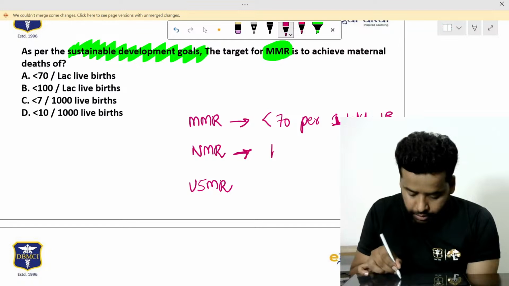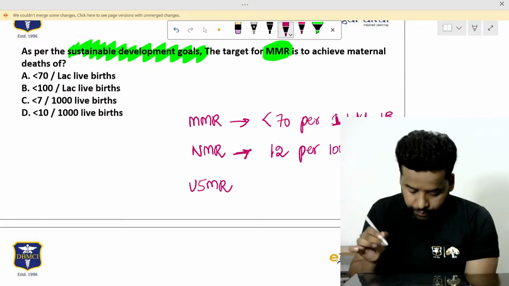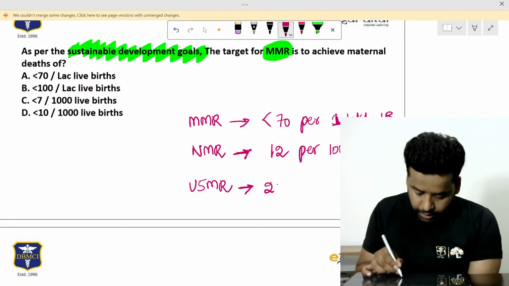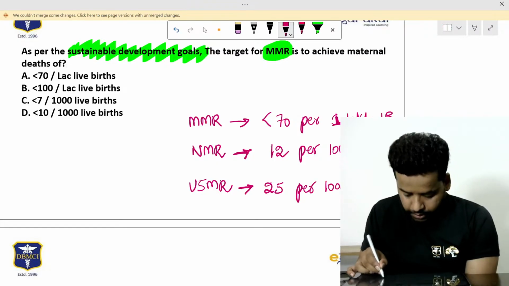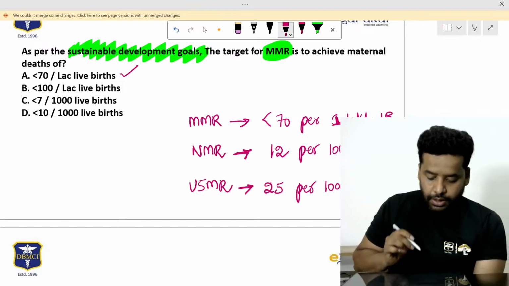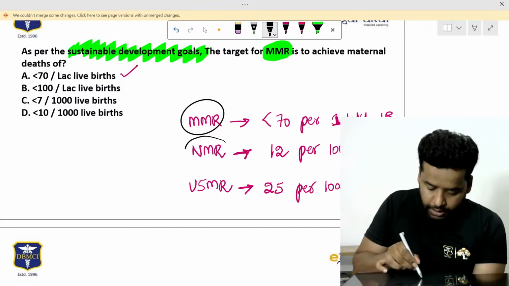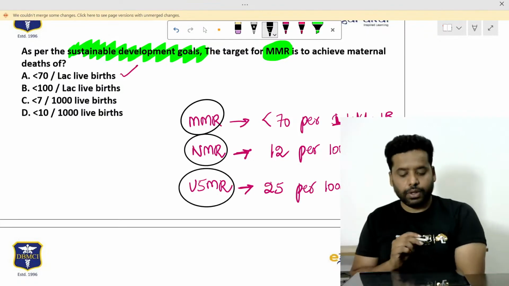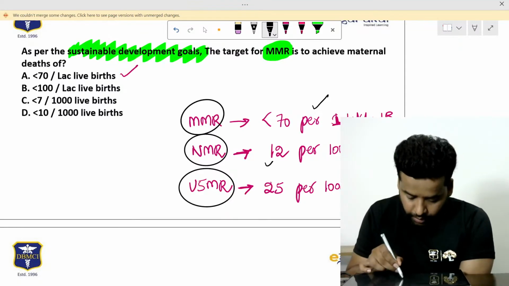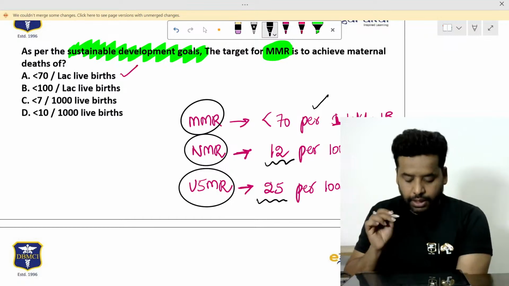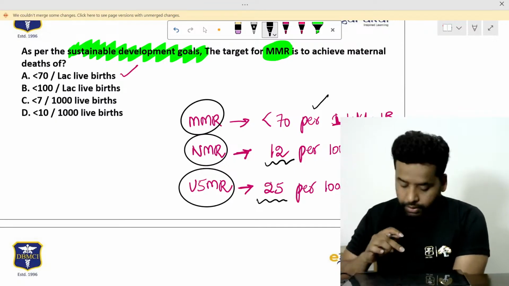Neonatal mortality rate should be 12 per 1000 live births. Under 5 mortality rate should be 25 per 1000 live births. Highlight this word. Answer is option A. Don't make mistakes in these three numbers: neonatal mortality rate, MMR, and under 5 mortality rate. MMR should be less than 70 per 1 lakh live births. Neonatal mortality rate should be 12. Under 5 mortality rate should be 25.